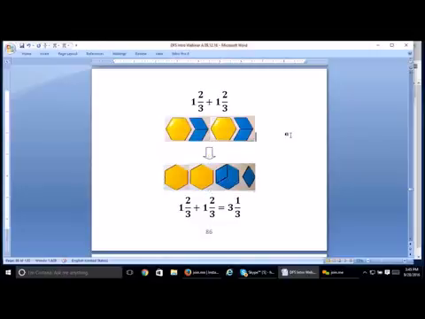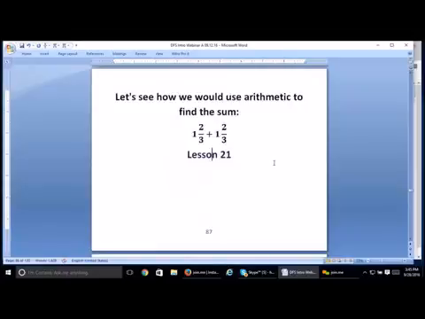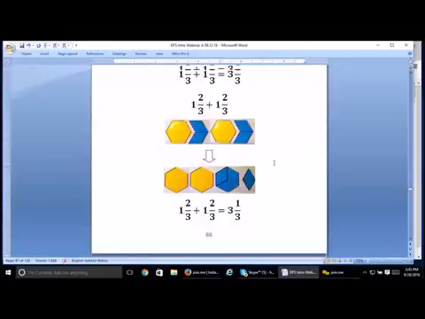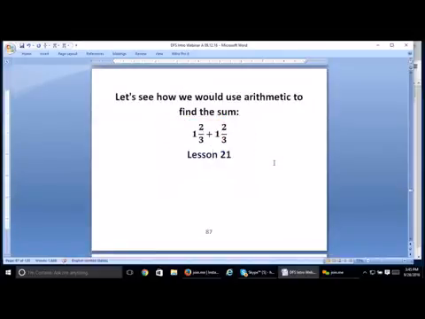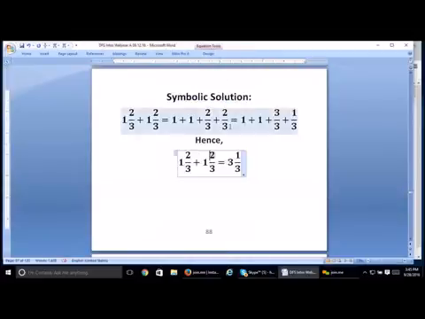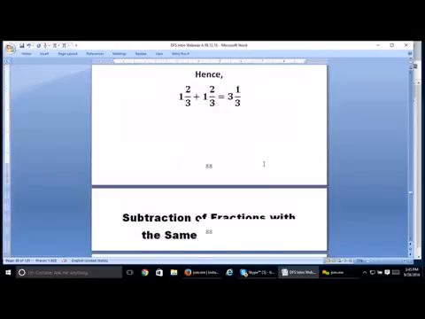Now, please notice how similar this is going to be to the approach we use when we do this symbolically using arithmetic. There, we're going to take 3/3 and we're going to make another whole, just like here we take 3 blue blocks and we make another whole. So in lesson 20, they do this with the blocks. In lesson 21, they do it using arithmetic. They add the whole number parts, they add the fractional parts, and they get 3 1/3.